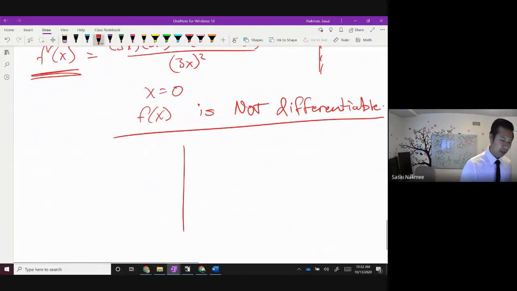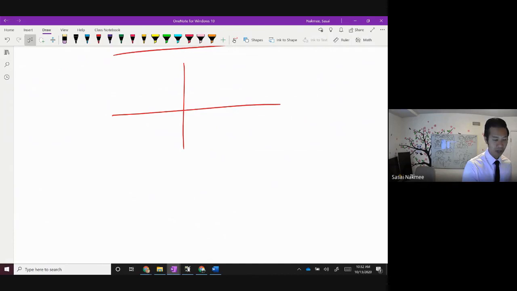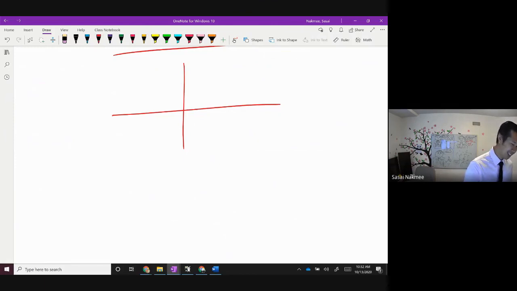Or if you're looking at a graph, sometimes there will be a problem where they don't even give you a function written out algebraically. They'll just give you a graph and it looks something like this, right? That's terrible. I could draw a better graph. Hold up.